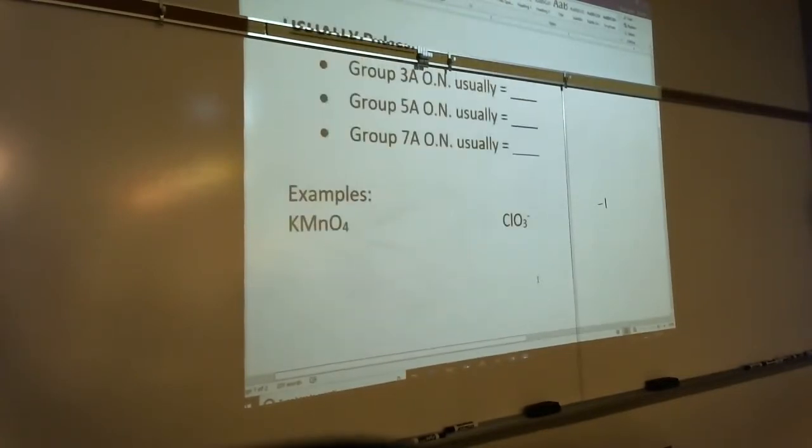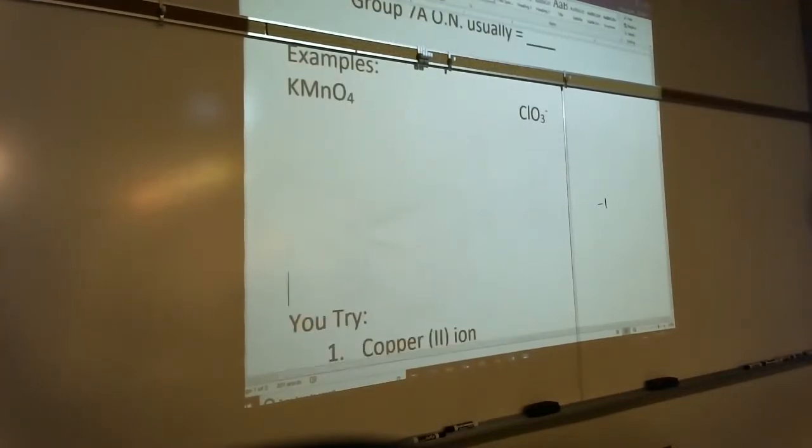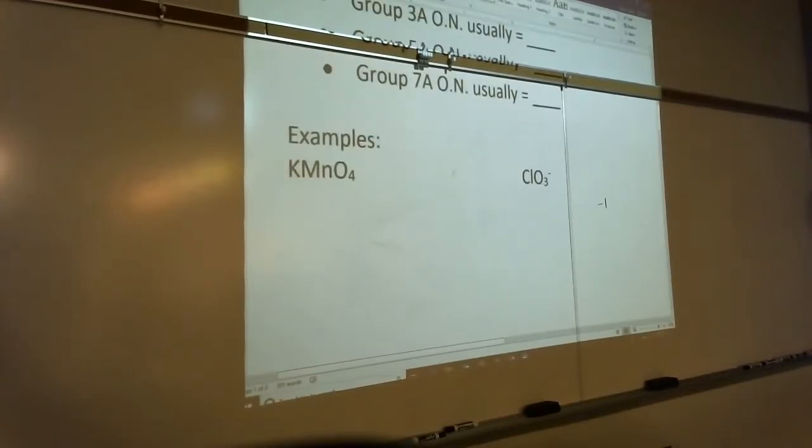I forget that my camera doesn't pick up really well if I don't zoom in really far. All right, so let's do some examples. We can probably fit all of these on the same screen.